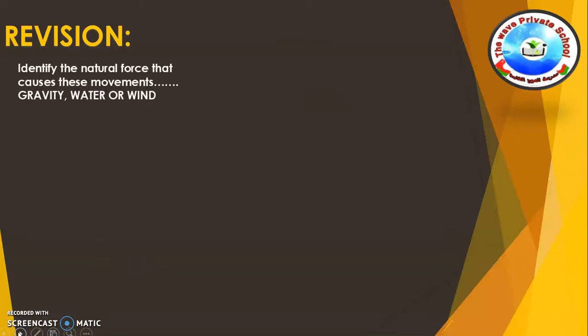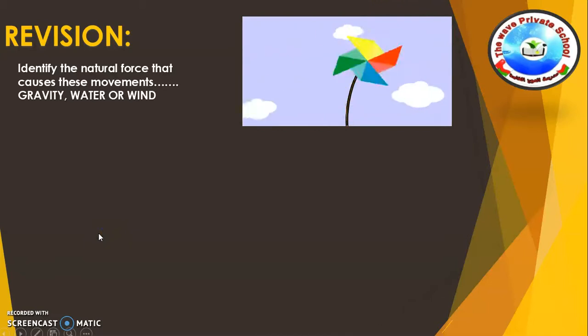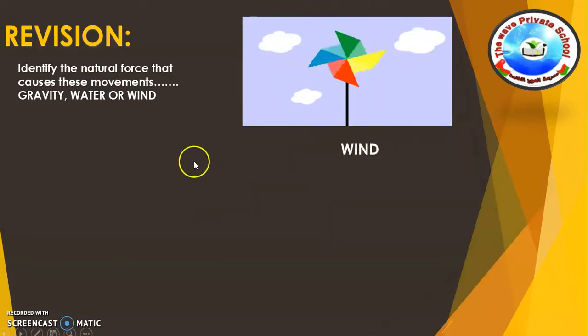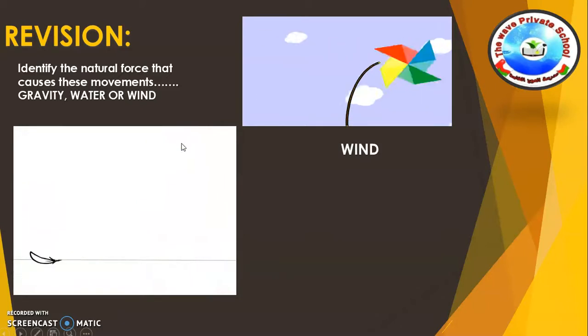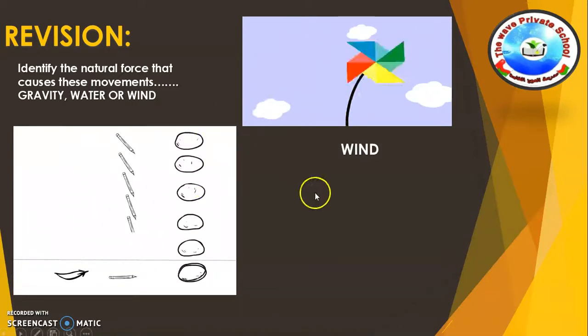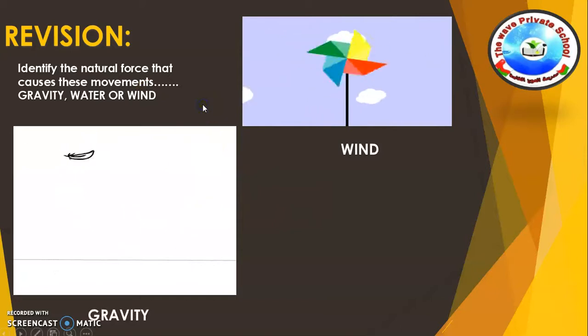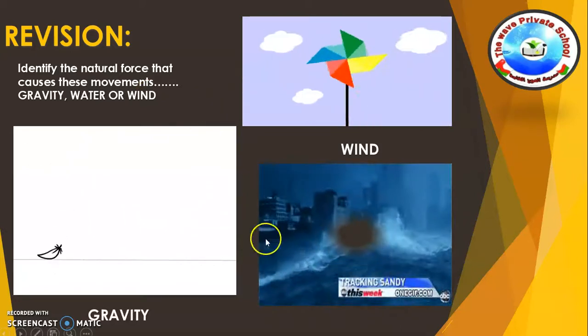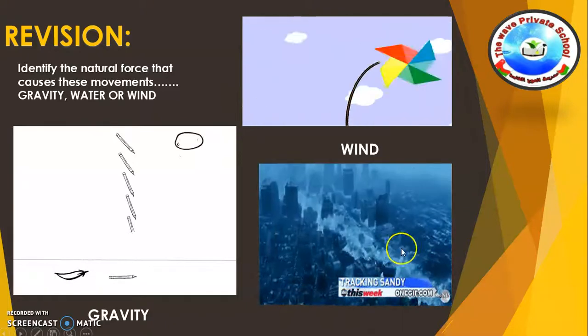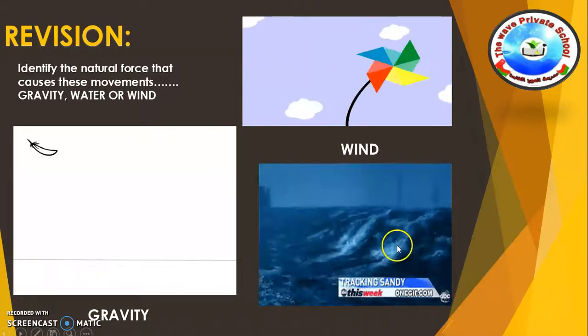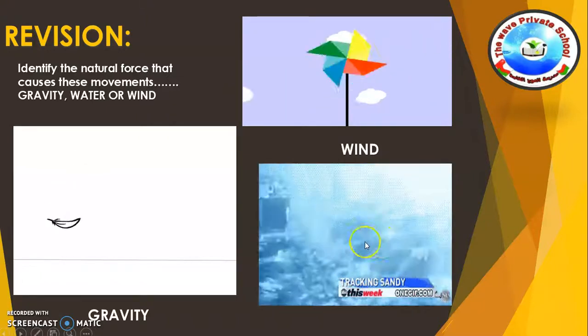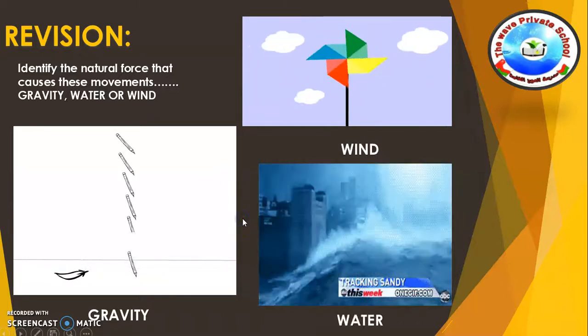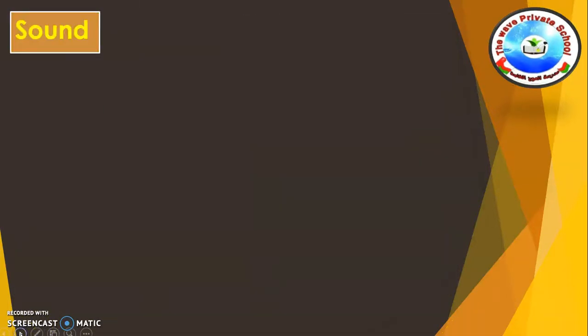I want you to identify the natural forces that cause these movements. First, what natural force caused the movement of a pinwheel? Okay, wind. How about when things are falling down? By gravity. Yes. And how about this one? What frightening force is this? Yes, this is a tsunami. That is caused by water. Okay, well done, boys and girls.